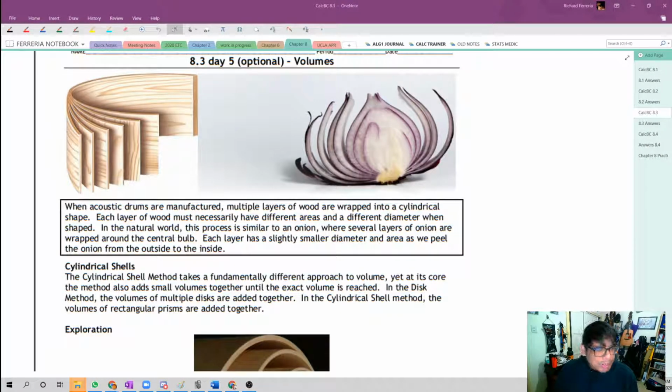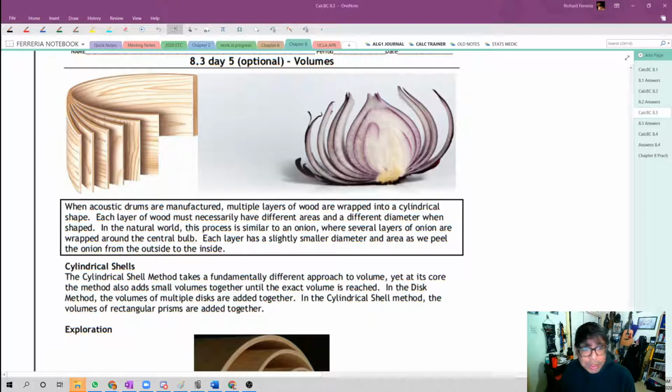So there's some context here about acoustic drums, and when they're made, usually multiple layers of wood are wrapped together into a cylindrical shape. That's the first thing I thought of when I thought about cylindrical shells. In the natural world, this process is similar to an onion, where you have several layers of the onion wrapped around a central bulb. And of course, if we add all of these layers together, we get a volume.